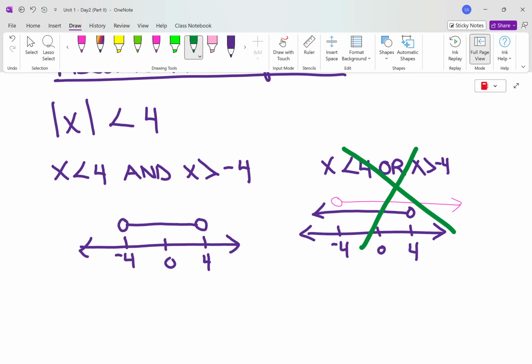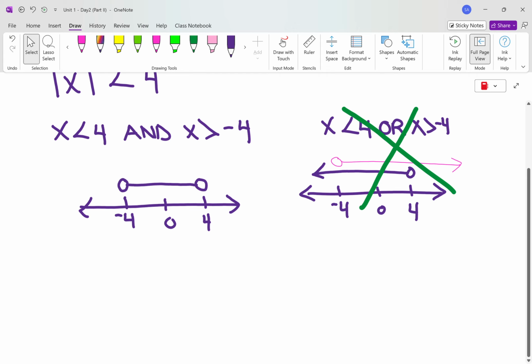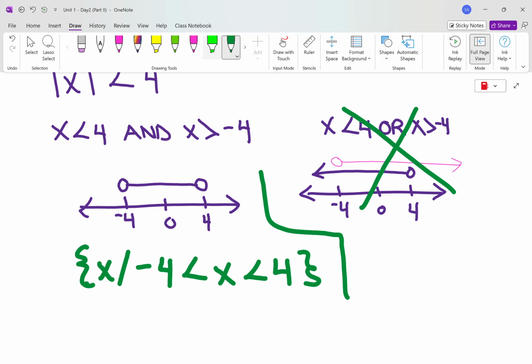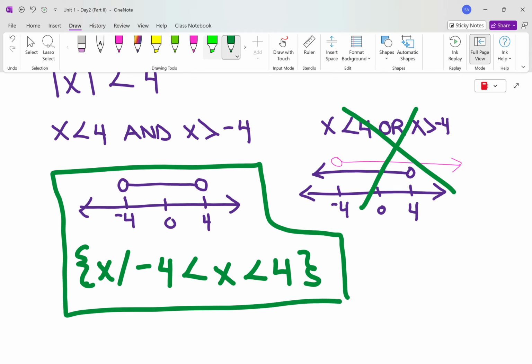So this is wrong. And when we have an and inequality, you're allowed to write it as one long compound inequality. So it would be our solution set x such that -4, you always pick the smaller number, is less than x, which is less than +4. So there's our graph and our solution set.